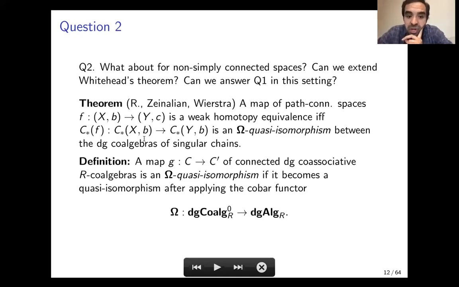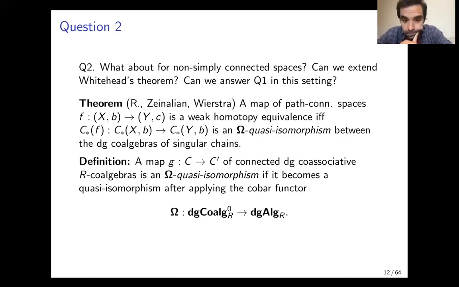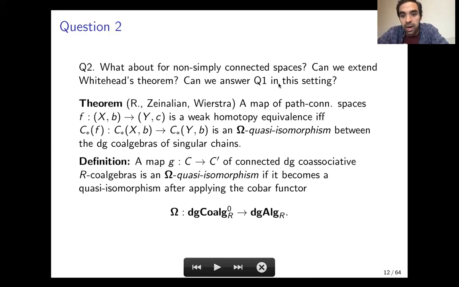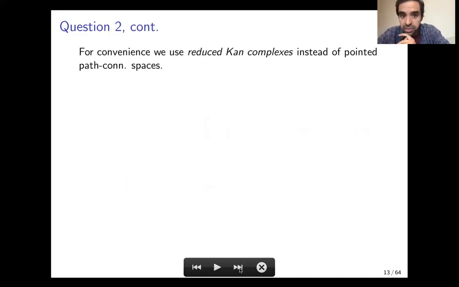So by strengthening the notion of weak equivalence on the algebraic side, we are able to capture the information of the fundamental group of the spaces. That's the idea in this extension of Whitehead's theorem. And I'm going to outline the proof today. So there's another question that I stated. Can we answer question 1 in this setting? Meaning, can we drop this map F and give an answer over a field?